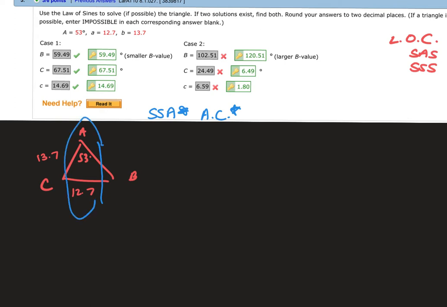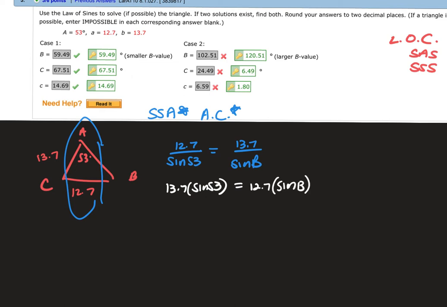The full ratio you've got is A. So I would do A over sine of angle A, which is 53, equals, this time I have one of the B's, so B, 13.7 over the sine of angle B. Then you're going to cross multiply: 13.7 times the sine of 53 ends up equal to 12.7 sine of B. Then we're going to divide both sides by 12.7. These are going to cancel out, and I get 13.7 sine of 53 divided by 12.7. I get the sine of B is like 0.8615, and so on and so forth.